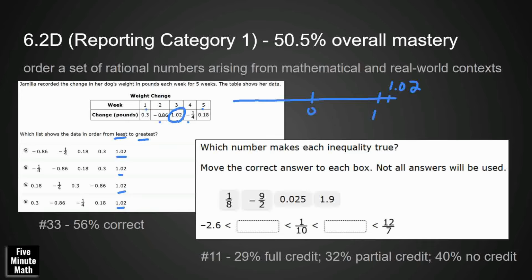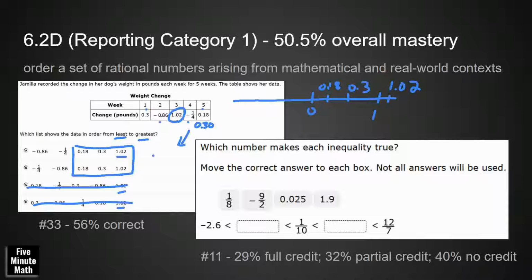Now I need the 0.3 and the 0.18. Well, they're only going to work if I make them both to the hundredths place. So 18 hundredths is smaller than 30 hundredths, so I'll put my 0.3 right there. So I'm looking for these two right here. Those two work, those two don't. So then my question is, what do I do with my negatives? All right, so negative 1/4, let's make that negative 0.25.